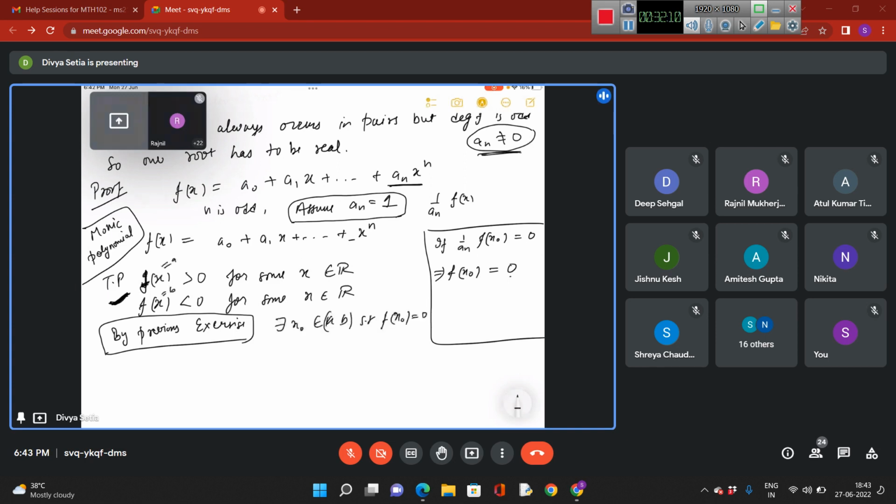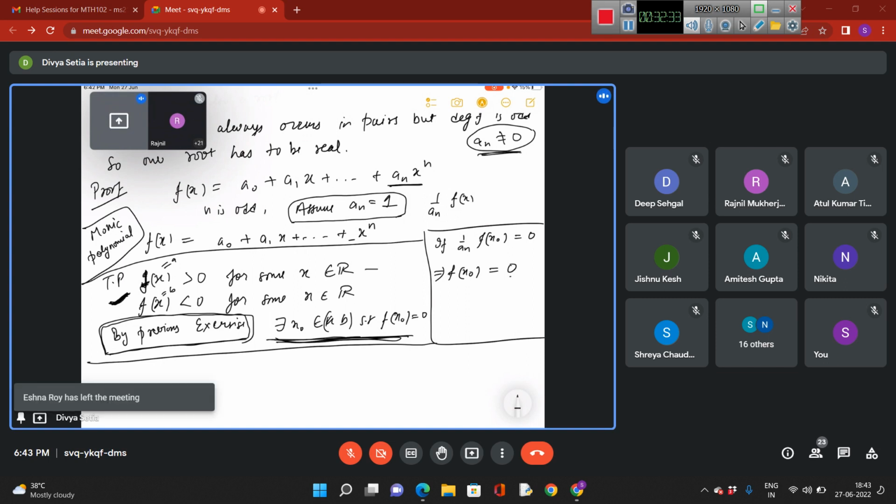So I was saying that don't write by previous exercise. You also have to prove the previous exercise, that if f of a is greater than 0 and f of b is less than 0, by intermediate value theorem we get this thing. Don't write that by previous exercise because there is no such previous exercise in the exam. Fine. So now the only thing is to prove these two: that f of a is greater than 0 for some a belonging to R and f of b is less than 0 for some b belonging to R. Then it has a real root.